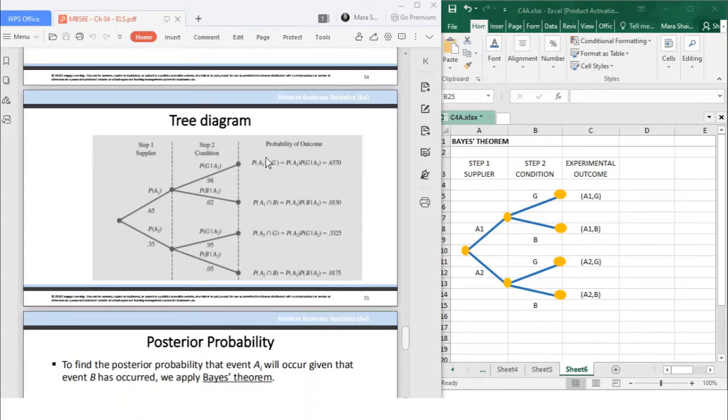So this is the intersection of good parts from supplier 1. Going back to our multiplication law from conditional probability, we multiply the probability of A1 by the conditional probability of G given A1. So you have 0.6370 and so on and so forth.